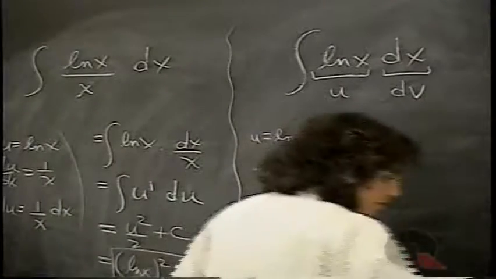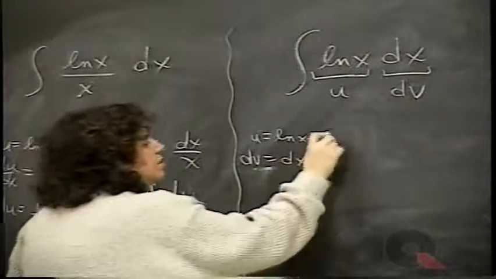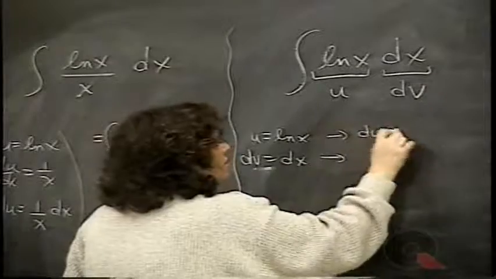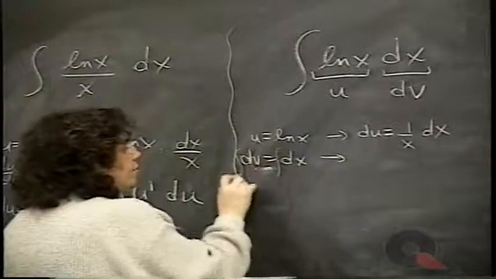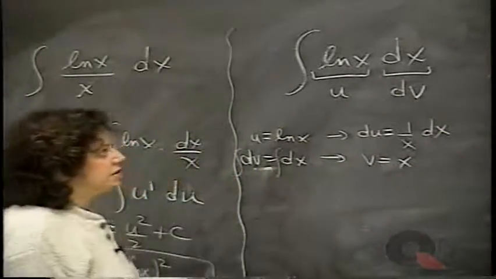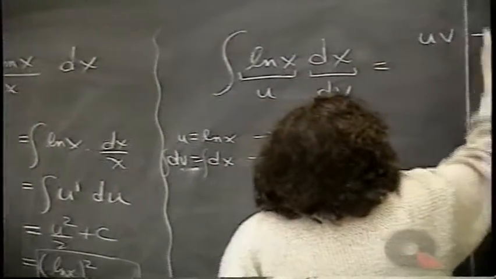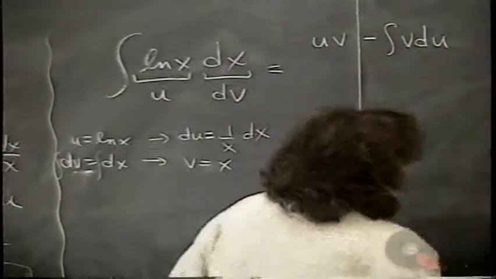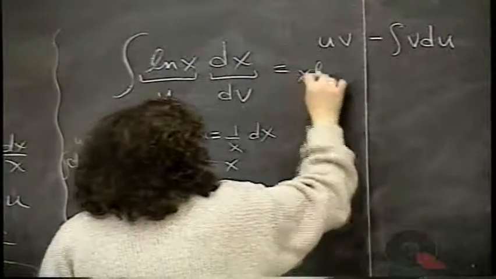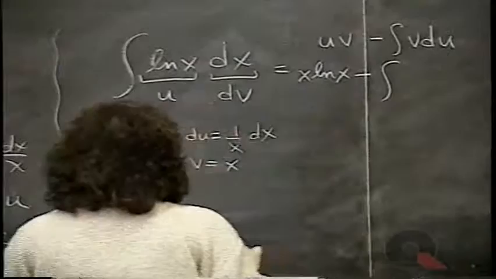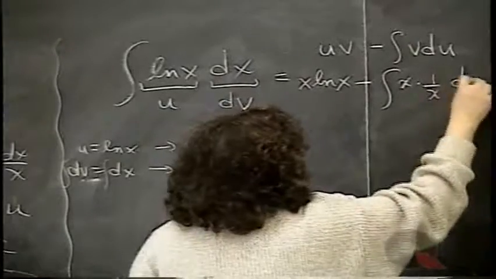Let's see. I've been writing them underneath, so let me do it this way. Du, of course, is then 1 over x dx, differentiating and integrating both sides. V is equal to x. So this is now going to be rewritten as uv minus the integral of v du. uv is x ln x minus the integral of v, which is x. Du is 1 over x dx.